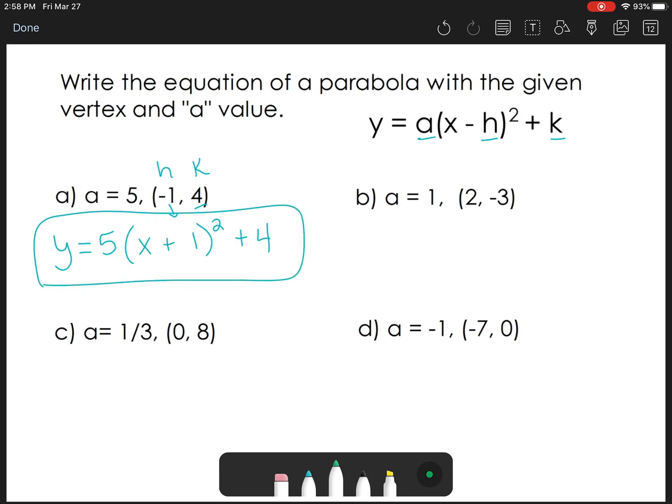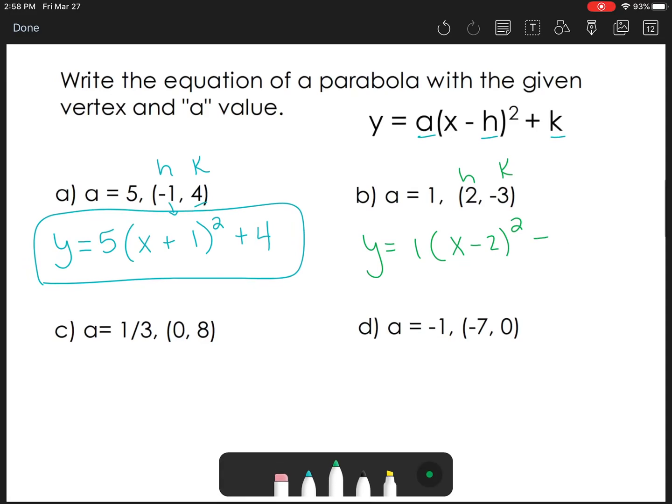We're going to practice a couple more. So letter B, our h value is 2 and our k value is -3. So we'll have y equals 1 times x minus 2 squared, and then plus -3 is really just subtracting 3. So you could write this as plus -3, or you could just write -3. And that is our equation for letter B. It'd be a good idea to pause and see if you can write the equations for letter C and letter D.